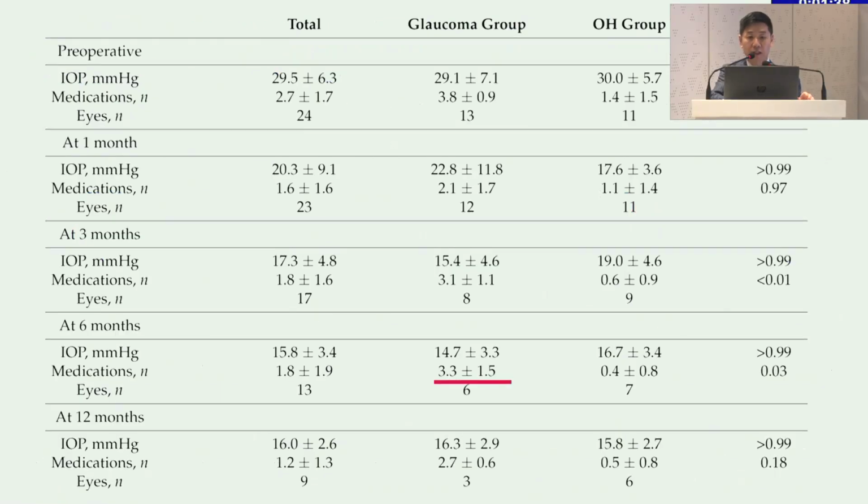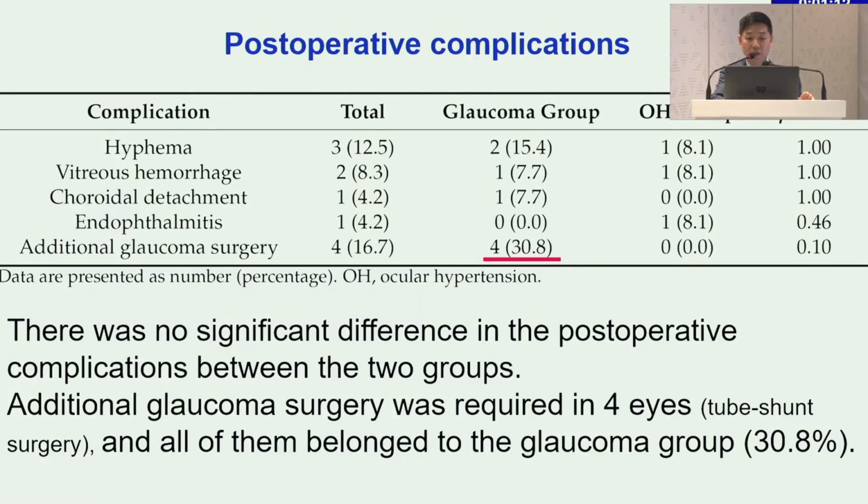The slide shows the IOP levels and glaucoma medication numbers before and after surgery. As you can see, both groups showed a reduction of IOP levels and glaucoma medication numbers after surgery. However, the glaucoma group was treated with about 3 glaucoma medications even after surgery. There was no significant difference in the postoperative complications between the two groups. Additional glaucoma surgery was required in 4 eyes, and all of them belonged to the glaucoma group.